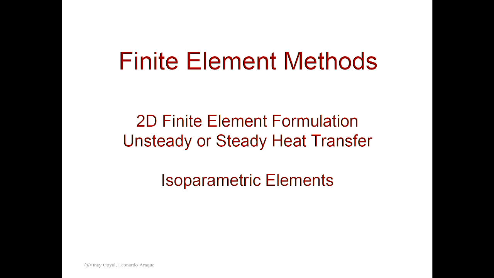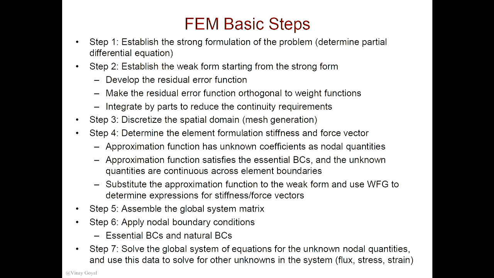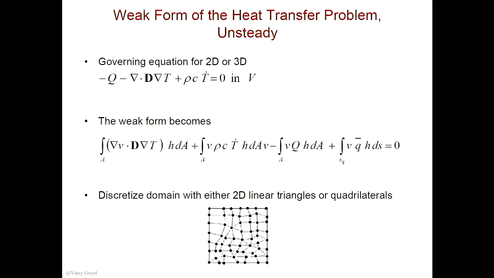Here we'll be discussing the 2D finite element formulation, starting with isoparametric formulations. We went over this last week, but basically the steps are to develop the PDE of the problem, come up with a strong form, develop the weak form, and from there discretize the domain, and then use the weak form to develop the element formulation. We'll use weak form Galerkin to do that. Then from there we'll assemble the system together and solve for the nodal unknowns. So that was a basic guideline.